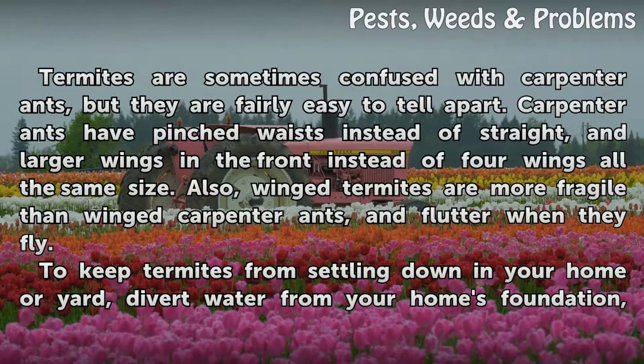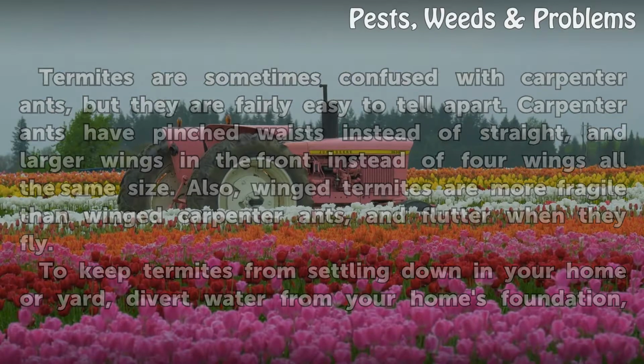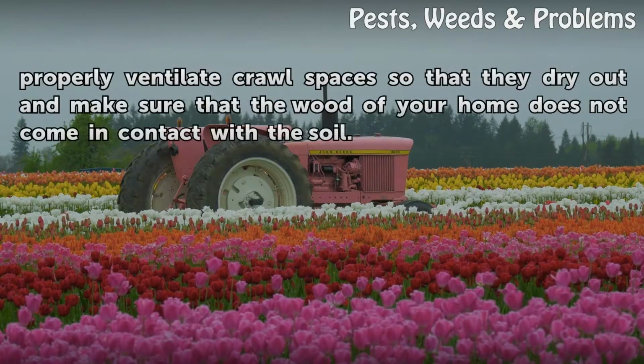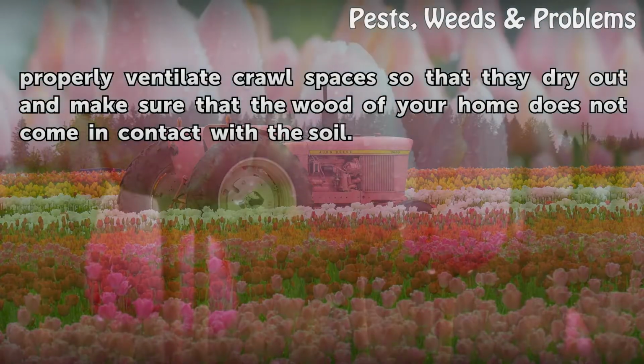To keep termites from settling down in your home or yard, divert water from your home's foundation, properly ventilate crawl spaces so that they dry out, and make sure that the wood of your home does not come in contact with the soil.